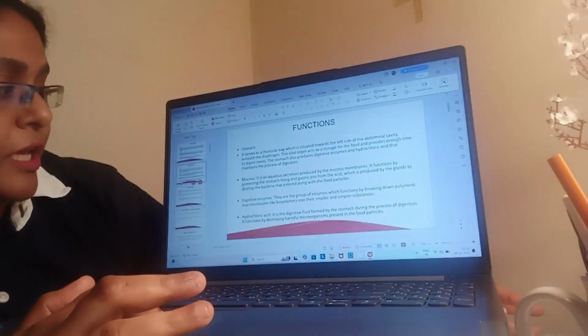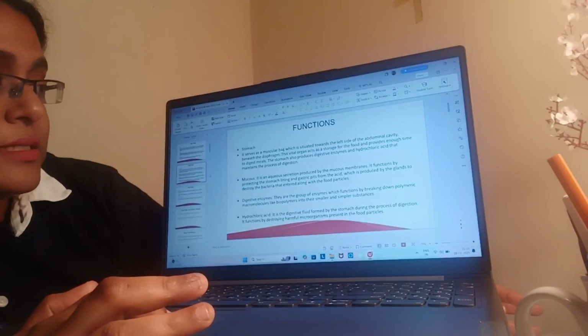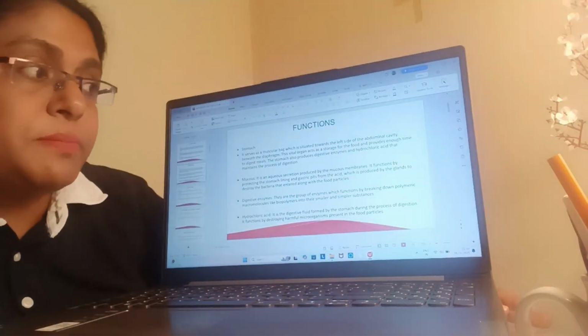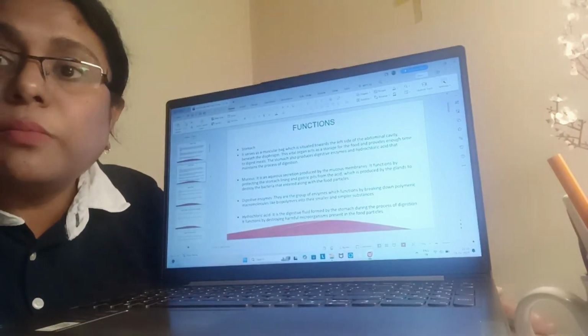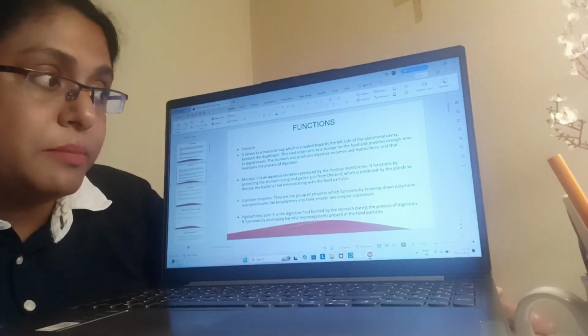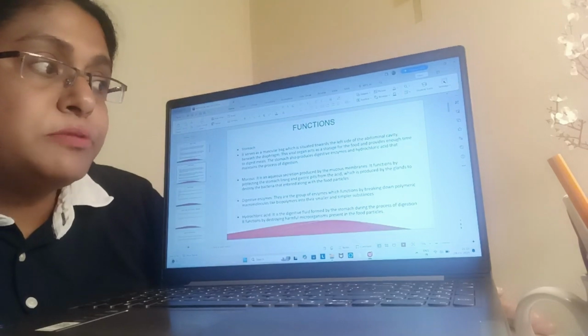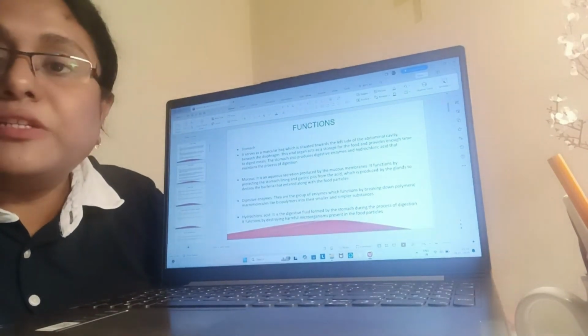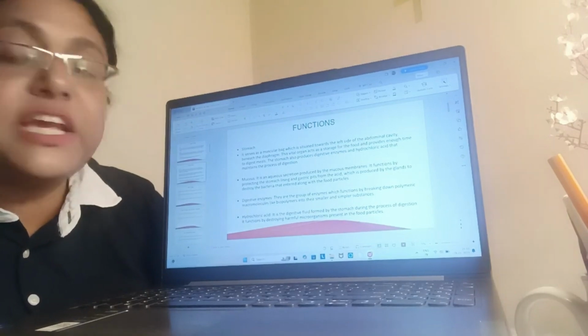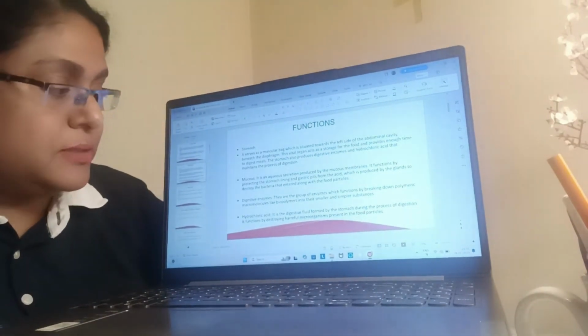Next, talking about mucus, it is an aqueous secretion produced by the mucous membrane glands. It mainly protects the lining of the stomach and the membranes, and it helps to destroy the bacteria entering through the food particles.